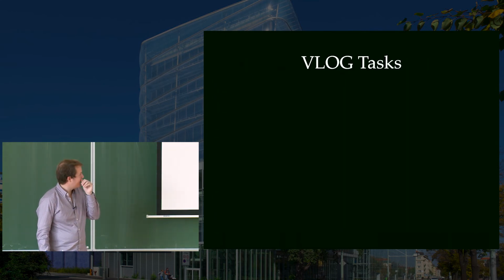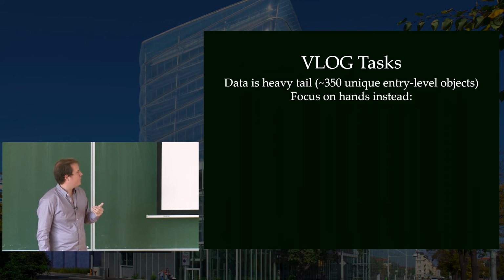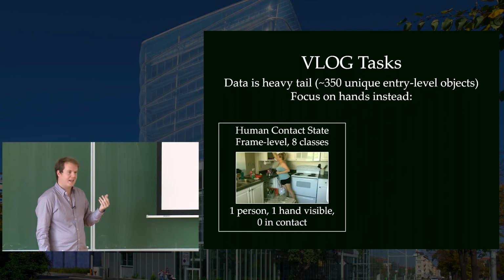We have some tasks that we have labeled the data with. So I'll briefly go over them. It turns out there are too many objects to actually enumerate. So we just focus on the hands of people, like people and how they interact with the world.